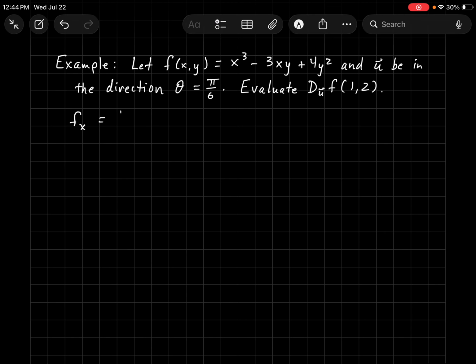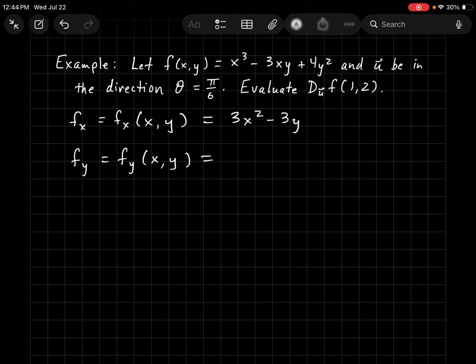Just a reminder, this is shorthand for the full thing. That is, partial of f with respect to x is the partial of f with respect to x at the point x comma y. And we get 3x squared minus 3y. Then the partial of f with respect to y, which if I wanted to write it out fully, would give me partial of f with respect to y at x y, and that equals negative 3x plus 8y.